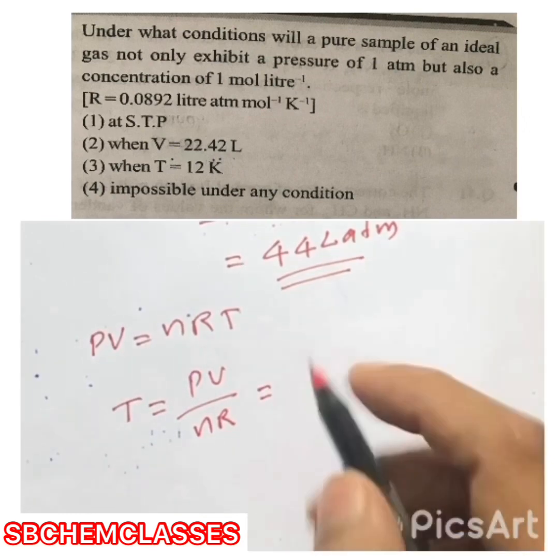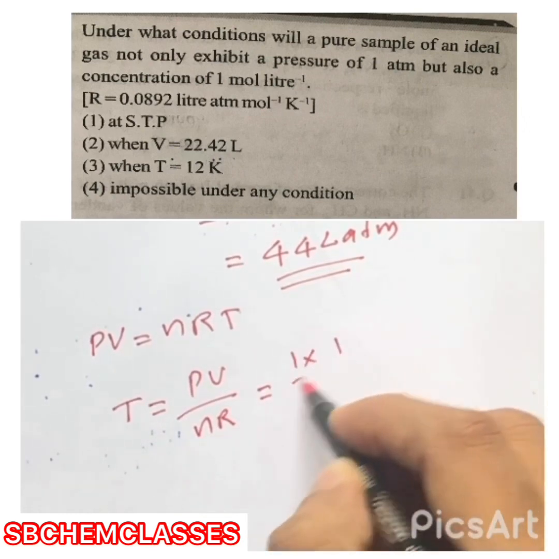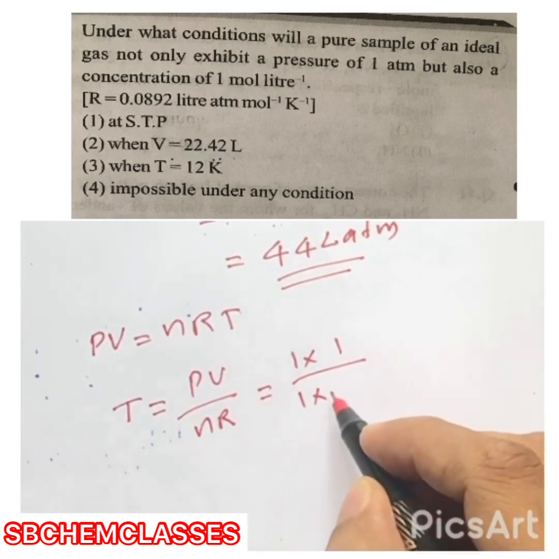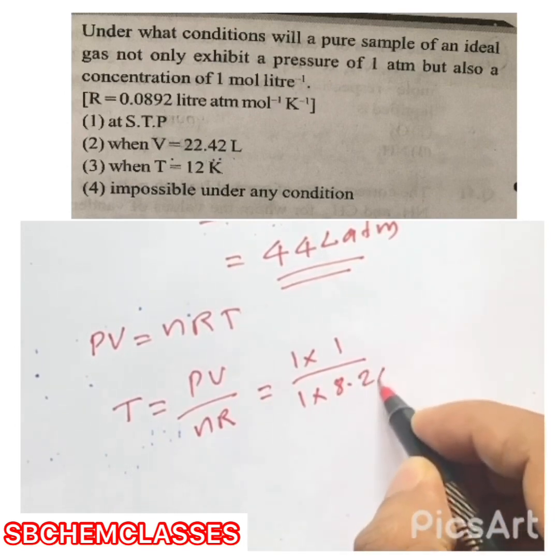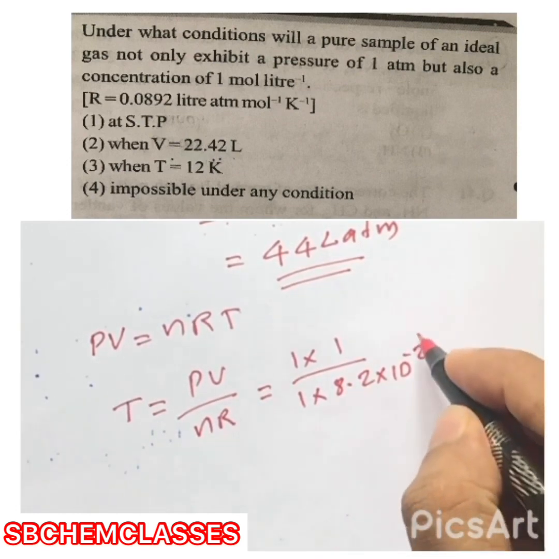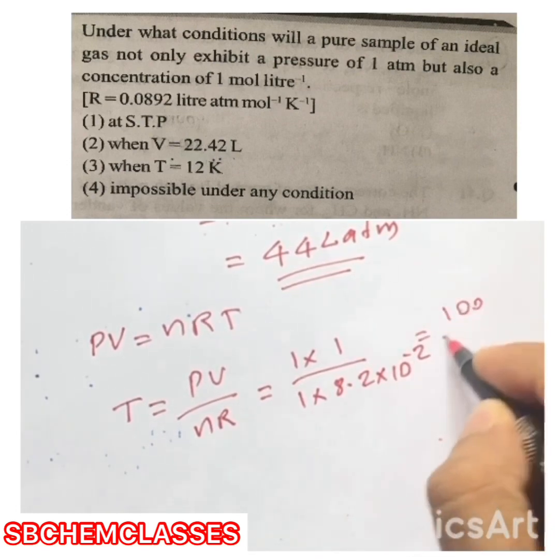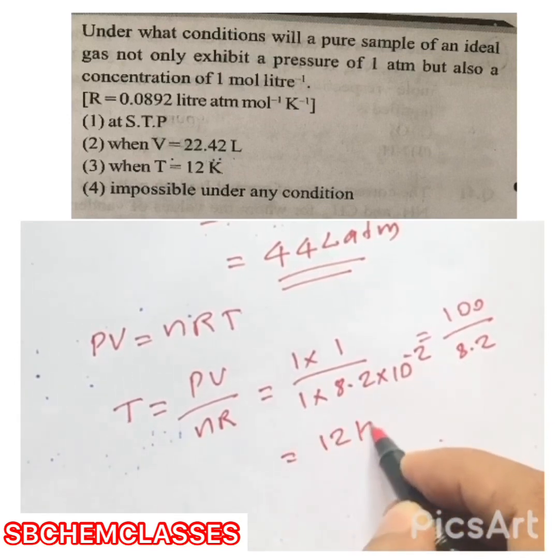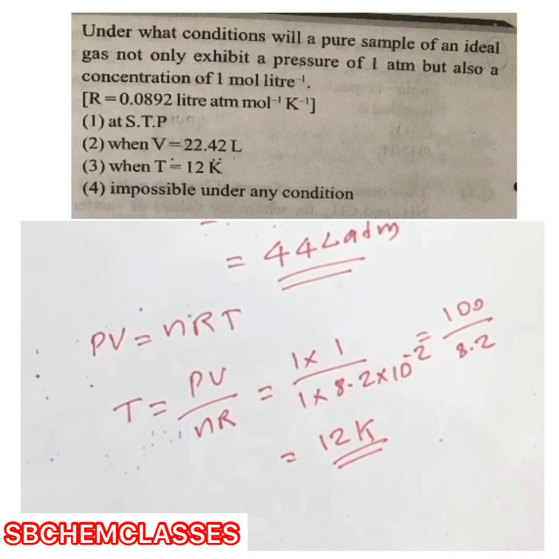What is pressure? 1 atm. Volume 1. Number of mole 1. R value 8.2 into 10 raised to minus 2. So 100 by 8.2. Answer is 12 Kelvin. So when temperature is 12 Kelvin, pressure can be 1 atm and concentration can be 1 mole per liter.